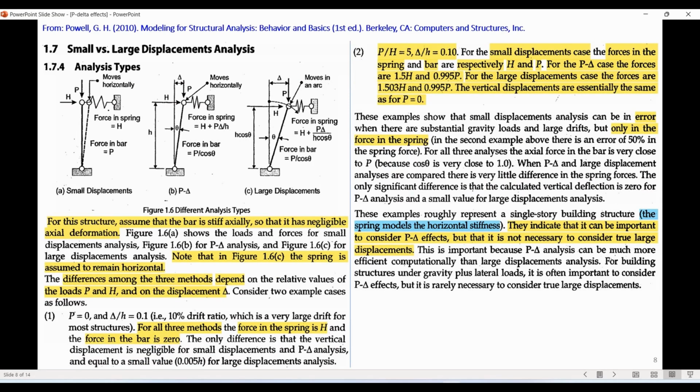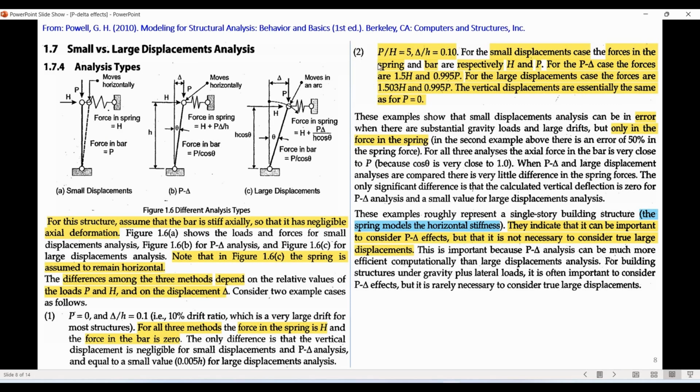In this example, it is assumed that the bar is axially stiff, meaning it has a negligible axial deformation, and we have two cases to consider. In the first case, the axial force P is set to 0 and the drift ratio is set to 10%. Here, all types of the analysis yield the same results. The force in the spring is H and the axial force in the bar is 0.